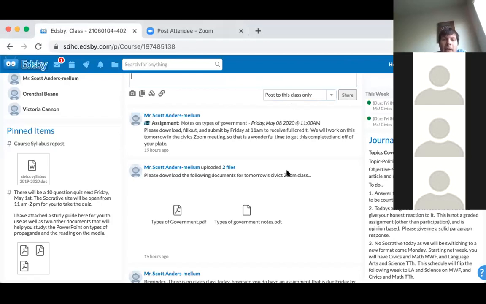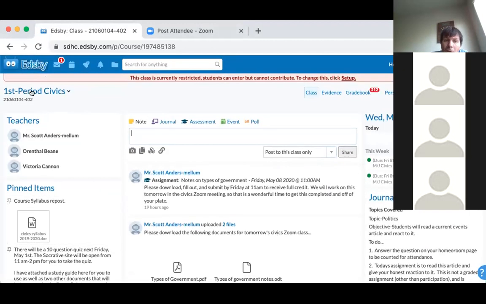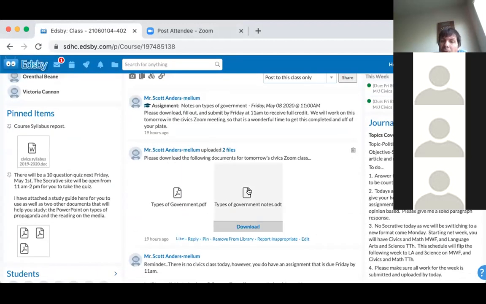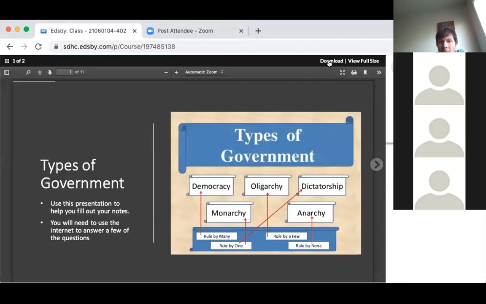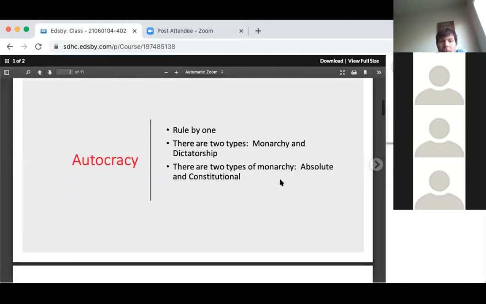If you haven't done so, please go into the civics class. These are the two documents that you need. An easy way to do it is you can either just click download, or if you click on the document, you can download from here, or from here you can view it.